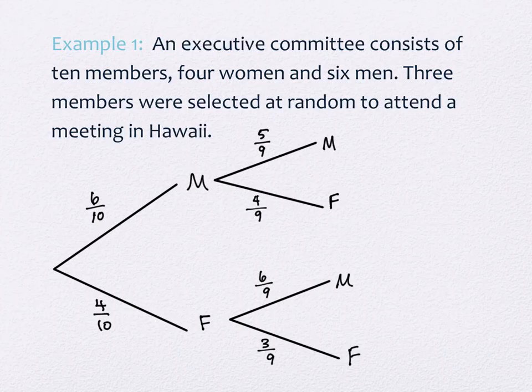Some tree diagrams are going to have the same number on every branch. We'll see an example of that. This one doesn't do that because every event depends on what was done before. Right? These are dependent events, and this is how we can parse them out so that we can actually put numbers associated with them.